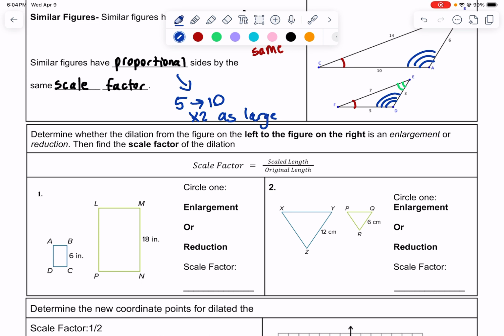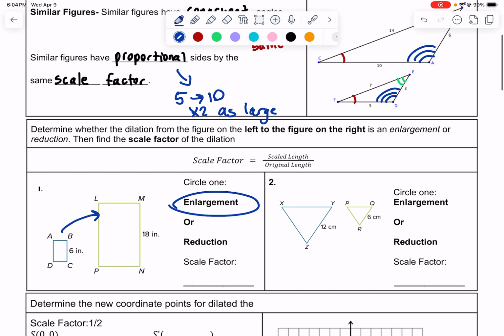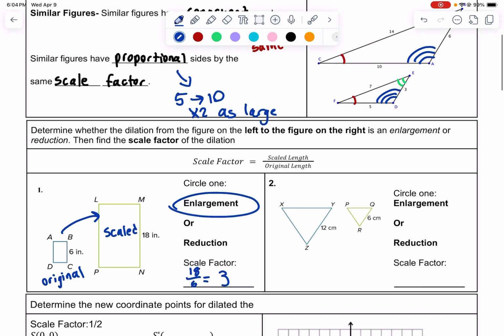We're going to be talking about this in the next part. What we just described, when that shape gets larger, is what we call an enlargement. So when a shape goes from smaller to bigger, we call that an enlargement. To find our scale factor, we take our scaled length and divide it by the original. So that would be 18 divided by 6. Well, 18 divided by 6, I know as 3. So I know that my scale factor here is 3 times as large. I can also tell that by seeing how 6 goes to 18, and I know that 6 times 3 gives me 18.